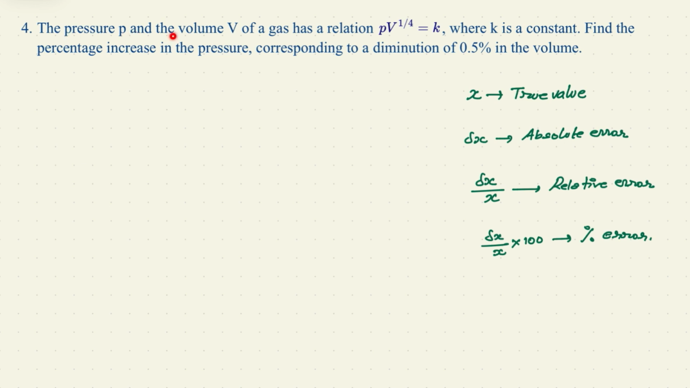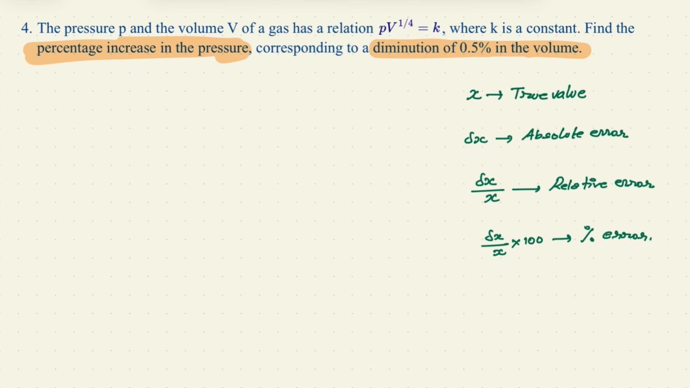The pressure P and the volume V of a gas has a relation P into V to the power 1 by 4 equals to K, where K is any constant. Then we have to find the percentage increase in the pressure corresponding to a diminution of 0.5% in the volume. So the question has said that if there is a percentage decrease of 0.5% in the volume, then we have to find the percentage increase in the pressure.